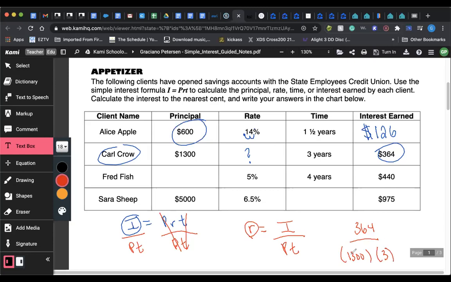Okay, so I'm going to take 1300 and multiply it by 3, right? I'm going to use my calculator for that. 1300 times 3 is going to give me 3,900. So I have 364 divided by 3,900. So that's what I'm going to put into my calculator. 364 divided by 3,900.